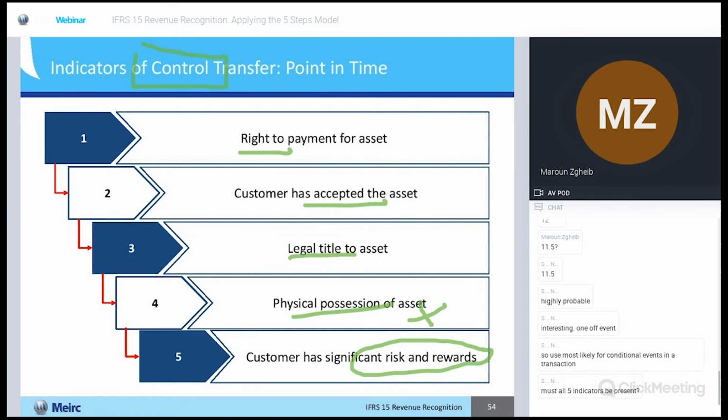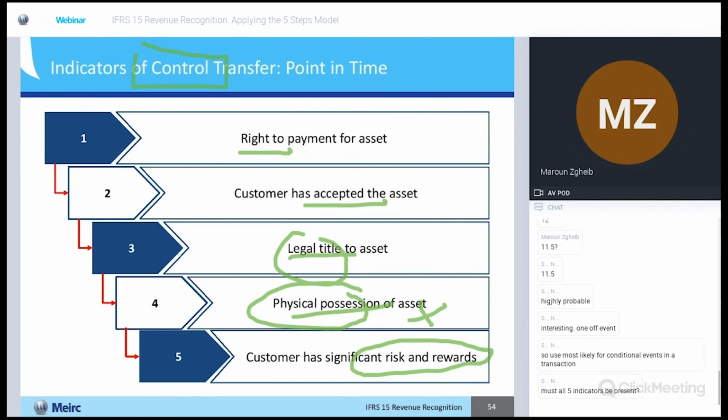Sometimes you don't own the assets, you don't have physical possession of the assets. For example, in the shipping industry, or if you are selling goods from one location to the other. If we are selling goods from Dubai and shipping them to France, the customer in Paris might not have the legal title yet, or might not have the physical possession, but they have the right to direct the use. They have the ability to direct the use. Then revenue can be recognized. So answering your question, the answer is no. Not all 5 indicators must be there.